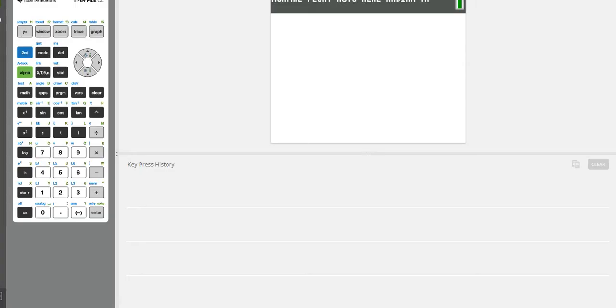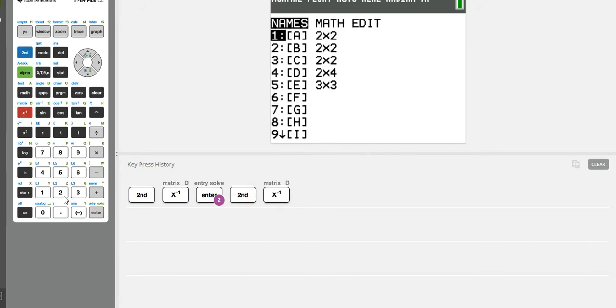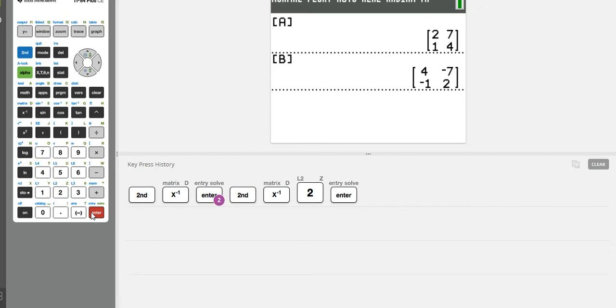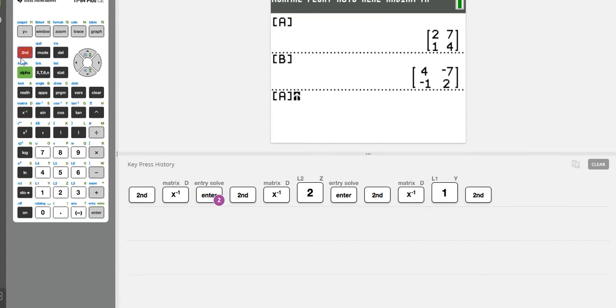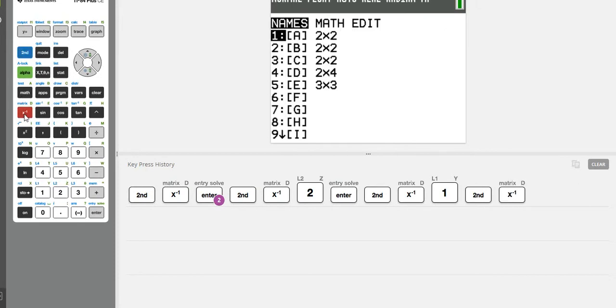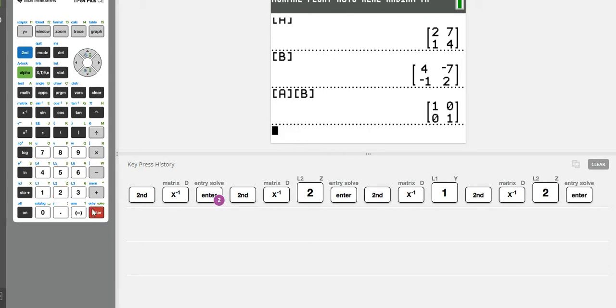So we'll go to our graphing calculator. I'll show you matrix A, and then matrix B. Both of those are in there. Now let's take A times B and see what we get. Here's matrix A, and you don't need a times between these if they're written adjacent to each other. The calculator knows that they need to be multiplied. A times B is 1, 0, 0, 1. Okay, interesting.